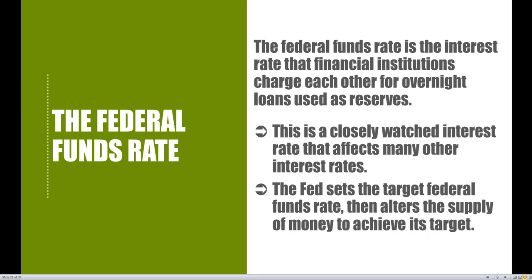The only thing that it has is a particular target for this federal funds rate. So they set the target federal funds rate, and then they're going to be using the open market operations in order to alter the supply of money to achieve that target. So they can only influence where the federal funds rate is heading. They cannot directly set the federal funds rate itself. So remember, the federal funds rate is very different from the discount rate that we just talked about.